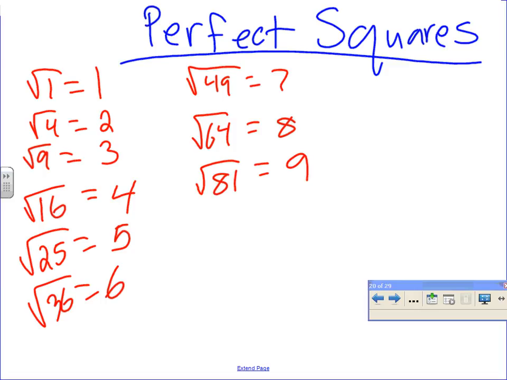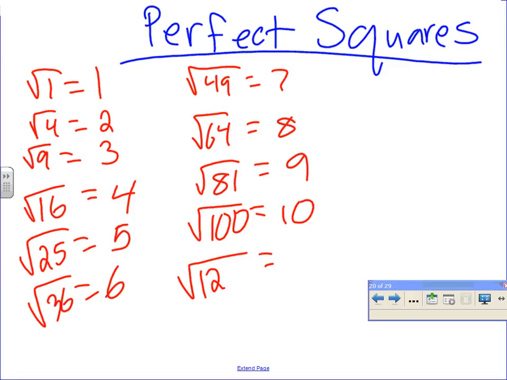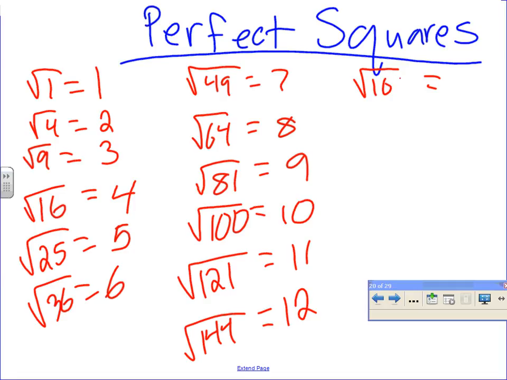Let's see. Mamta, what's the next one? Good. Square root of 100, which is 10. Matthew, what's the next one? Good. Square root of 121, which is 11. Heather, next one. Good. Square root of 144, which is 12. All right, I'll let you guys raise your hand for these next couple. What's the next one? Rena? Good, which is what?